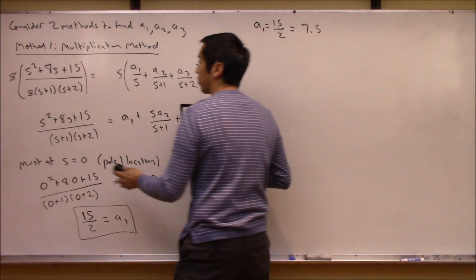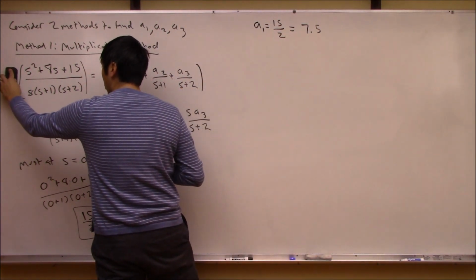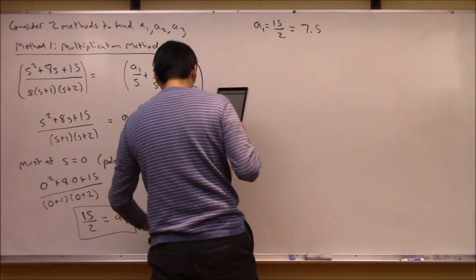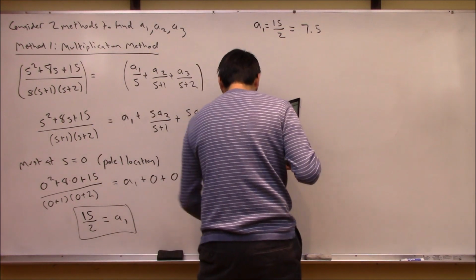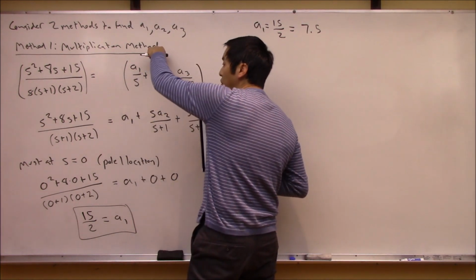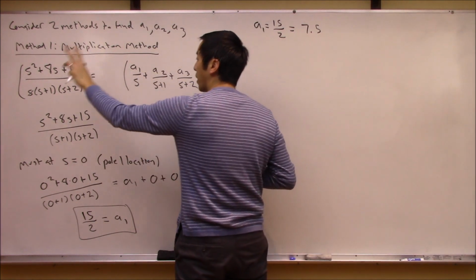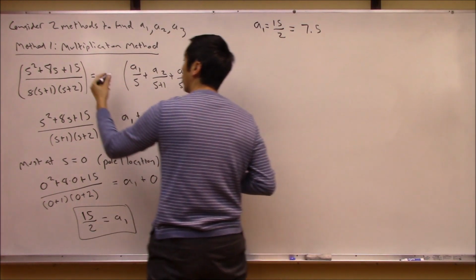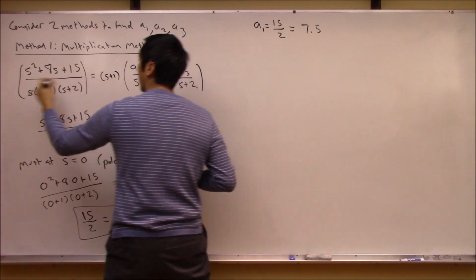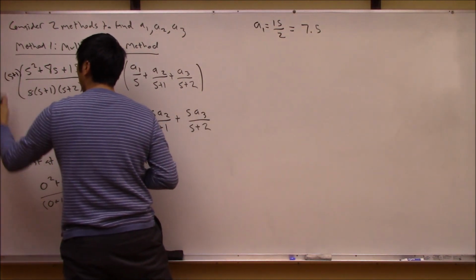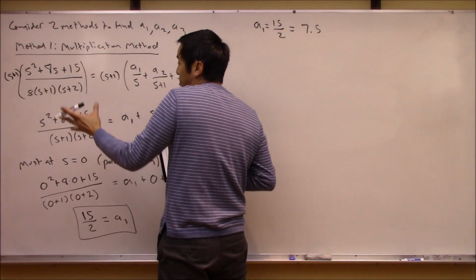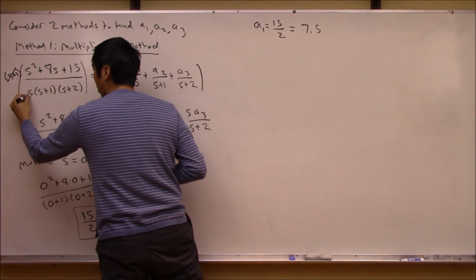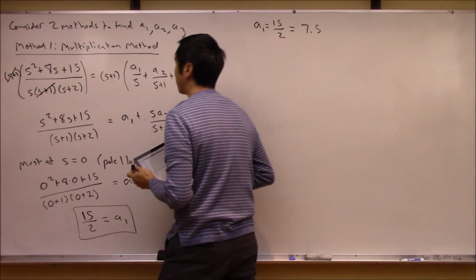Now all you got to do is repeat this process, except you're probably going to hate me for doing this again. I know it's hard to do in your notes, but let's get back to our starting point. Okay, so again, here's our left-hand side and the right-hand side. Let's go after a2 now. So to get a2, I'm going to multiply the left and right-hand side by this term right here, the s plus 1. And again, the beauty here is this s plus 1 is going to cancel this term here, okay?